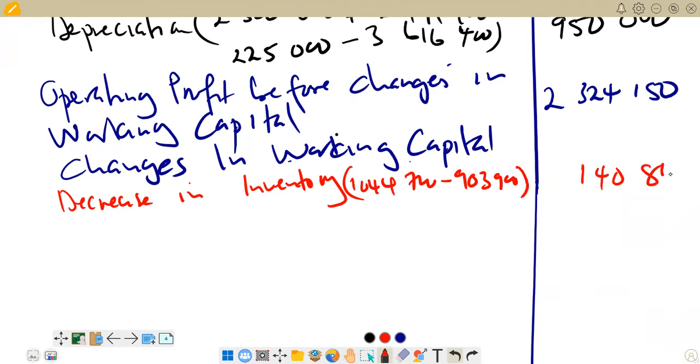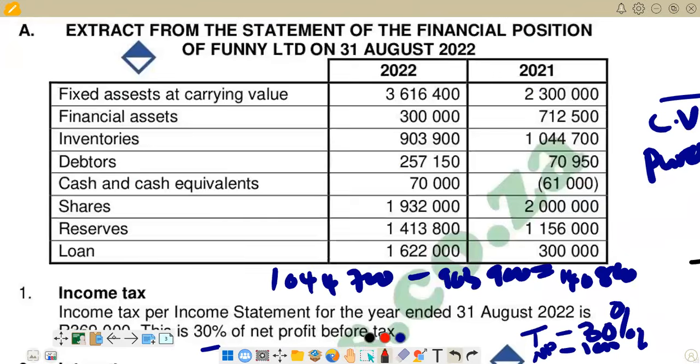140,000. And we are saying this figure is a positive. So we leave it like that. So we go to the next one to see what's the next balance we have.